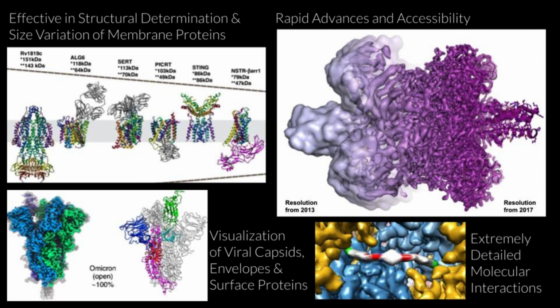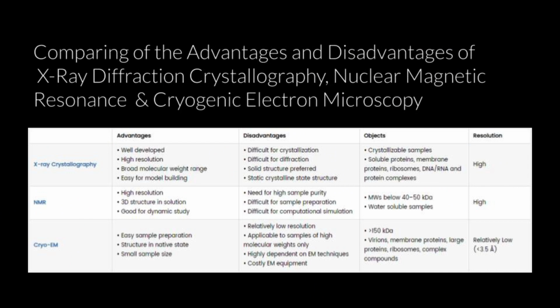But as many advantages as there are, cryo-EM is not the only research technique for structural biology. There are three main research techniques for structural biology. The other two methods are single crystal X-ray diffraction and nuclear magnetic resonance, or NMR.